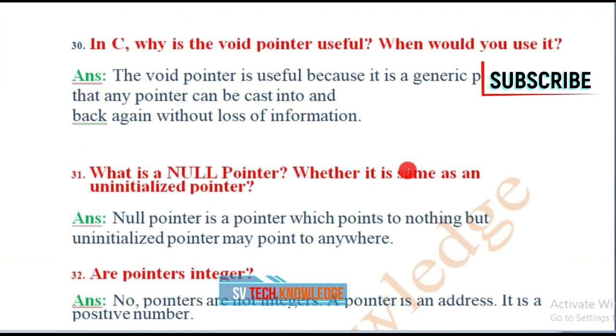In C, why is the void pointer useful? When would you use it? The void pointer is useful because it is a generic pointer that any pointer can be cast into and back again without loss of information.